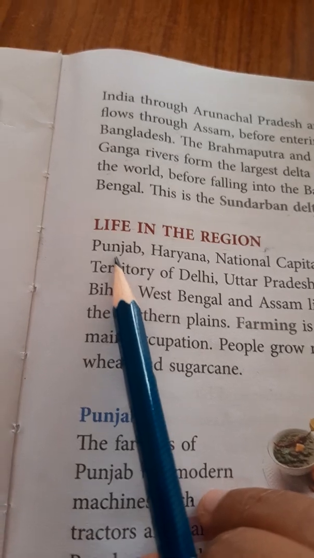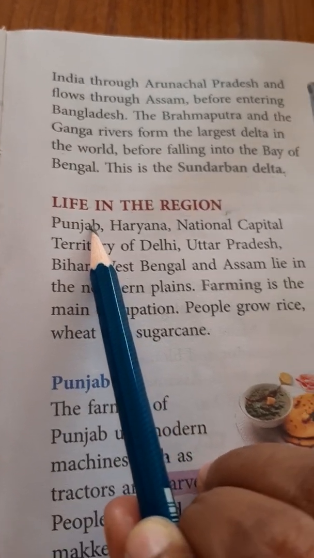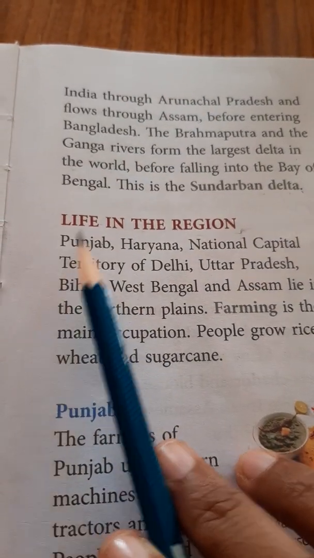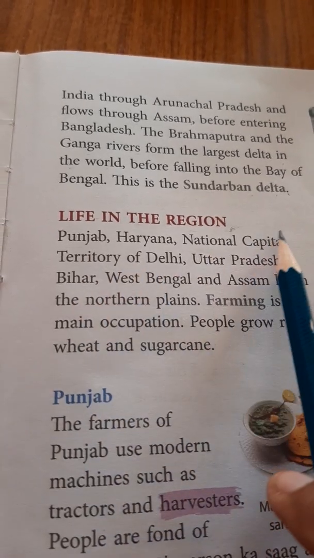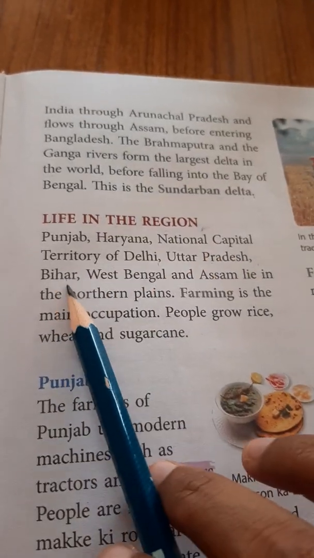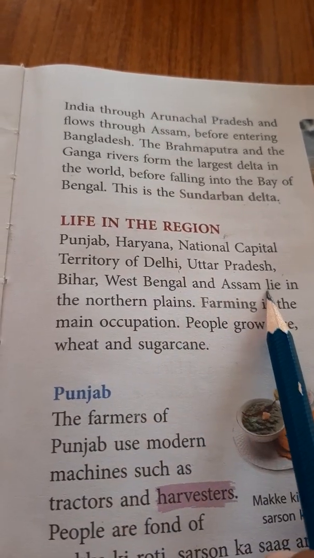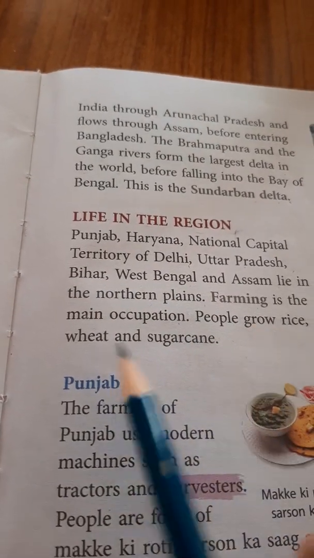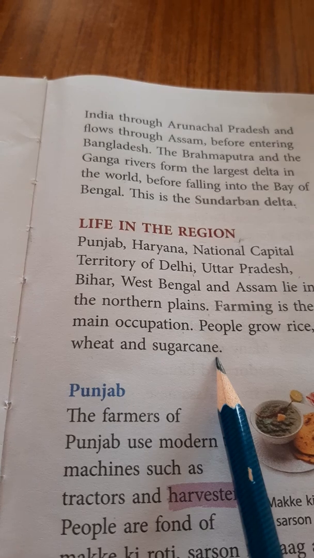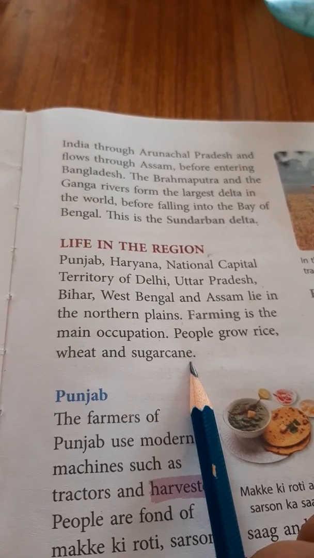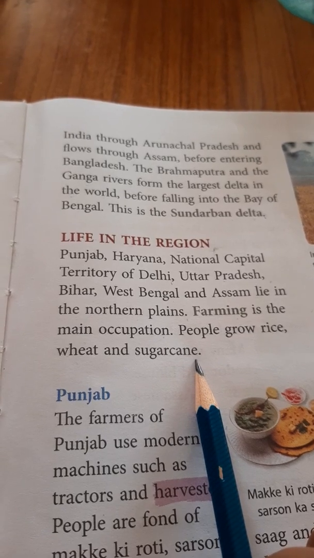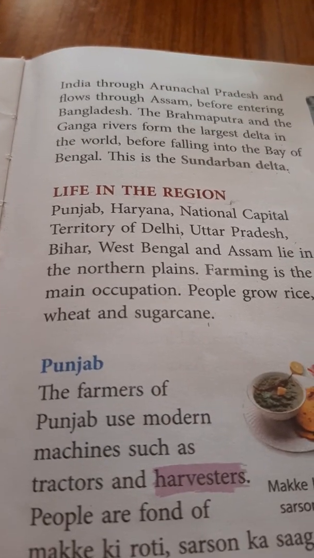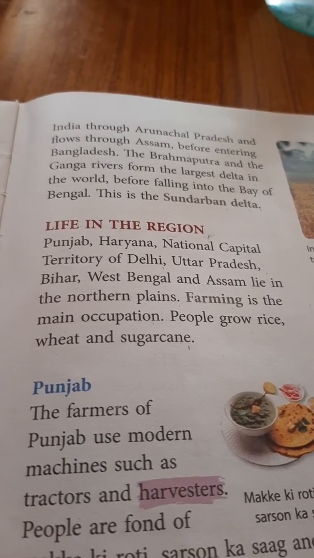Next, life in this region, life in the northern plains. The states situated in the northern plains are Punjab, Haryana, the National Capital Territory of Delhi, Uttar Pradesh, Bihar, West Bengal and Assam. Farming is the main occupation. People grow rice, wheat and sugarcane. Most of the people in these areas grow rice, wheat and sugarcane.